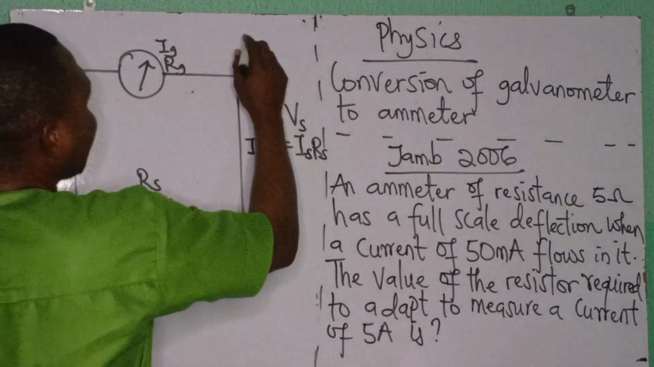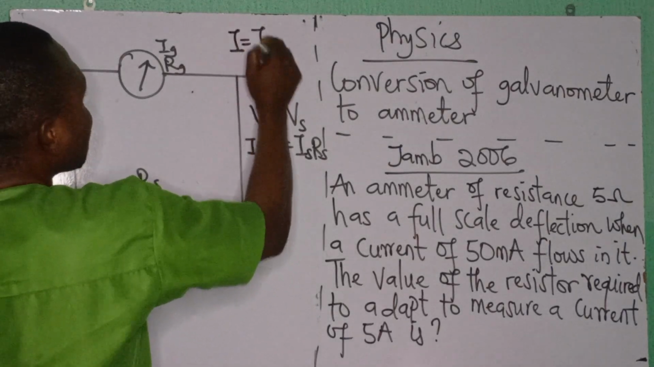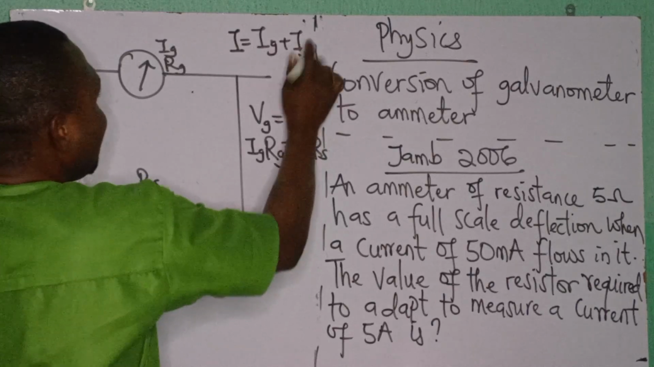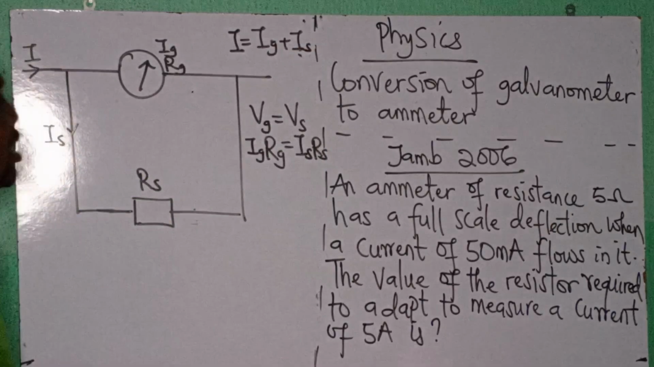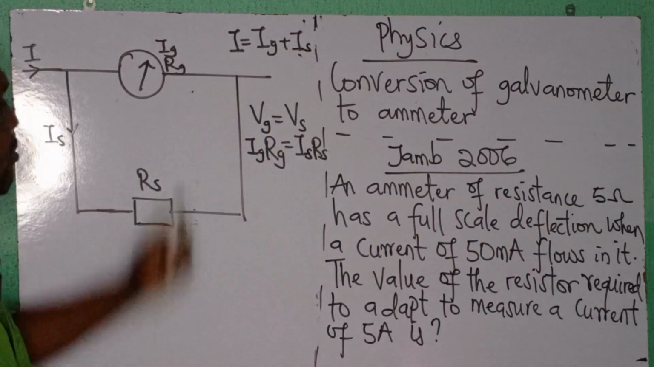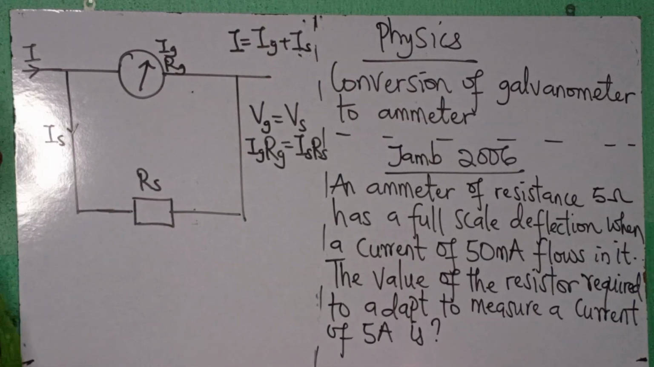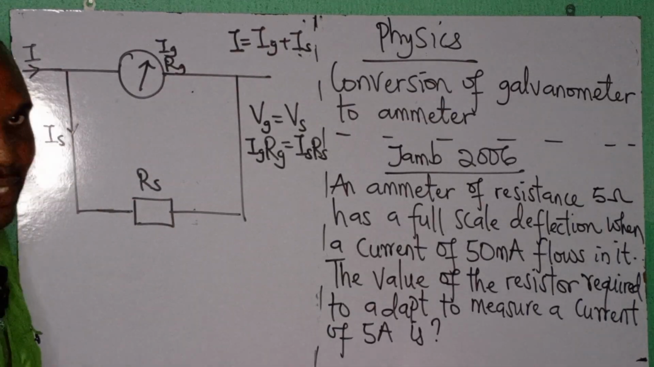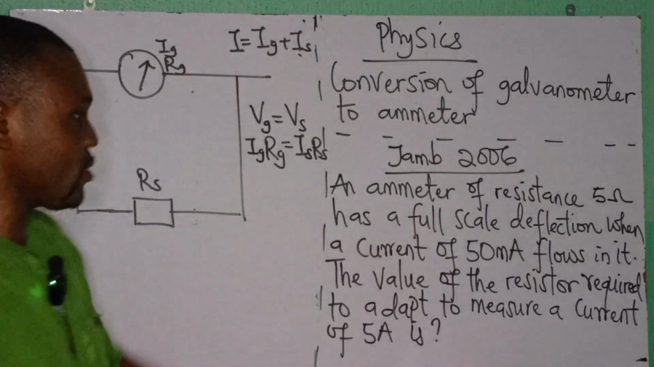Then note also that because they are in parallel, current is not the same. So I can write I equals IG plus IS. It shows that the current across the galvanometer plus the current across the shunt gives us the total current, which is I. Alright, if that is clear, let's now solve this question.